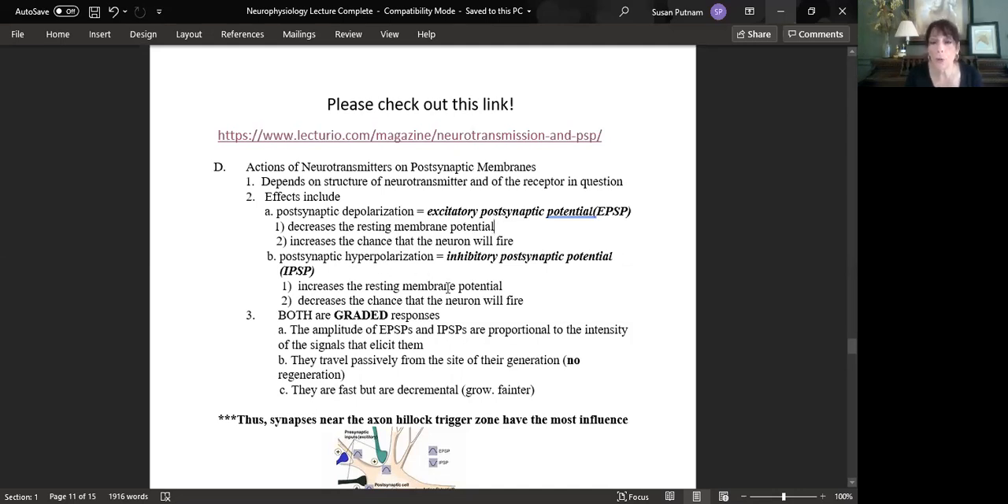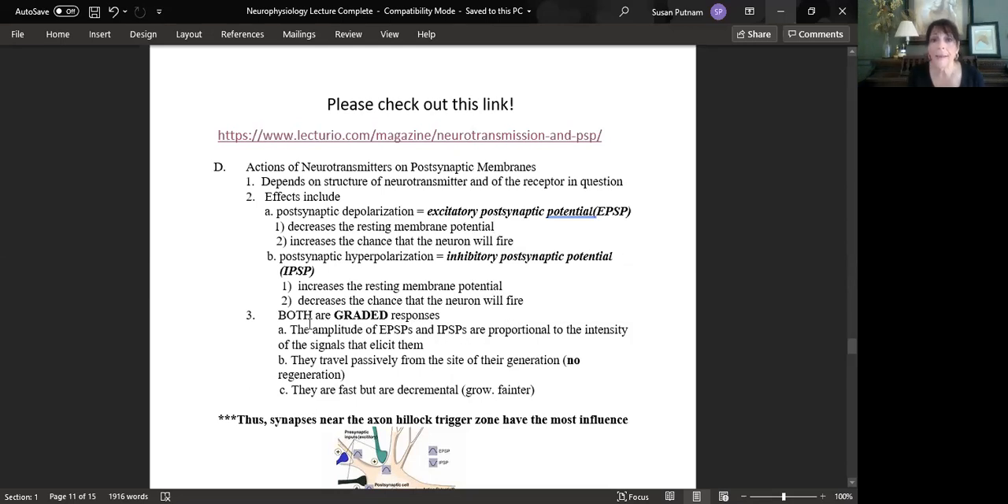Postsynaptic hyperpolarization means to make more different than normally different. This is going to increase the resting membrane potential. Remember when I talked about how once it goes down super low, like looking at the graph, -90, that makes a huge difference in polarity between the inside of the cell and the outside of the cell. If we do that, it is going to make it hard for that neuron to fire. It will decrease the chance that the neuron will fire.